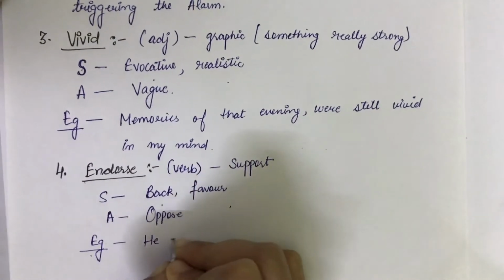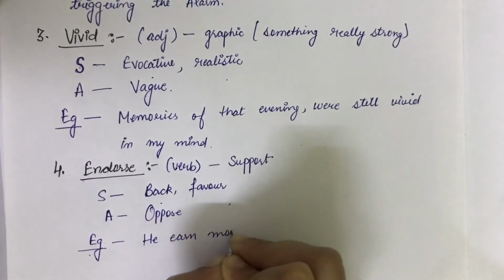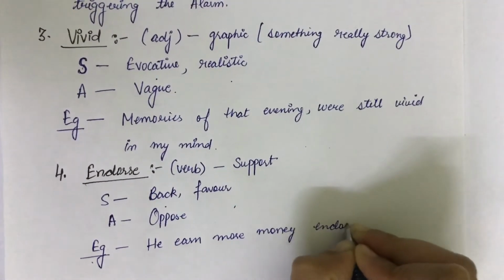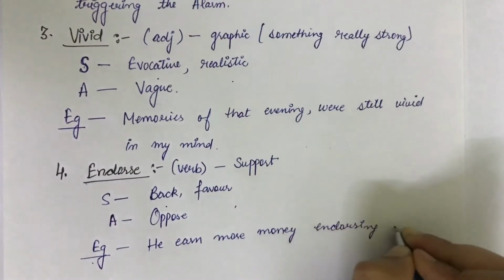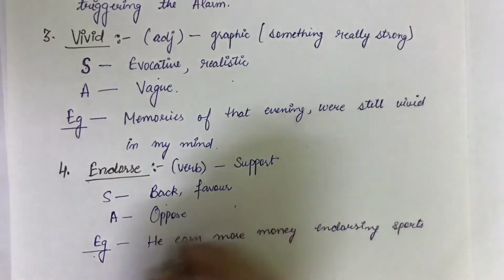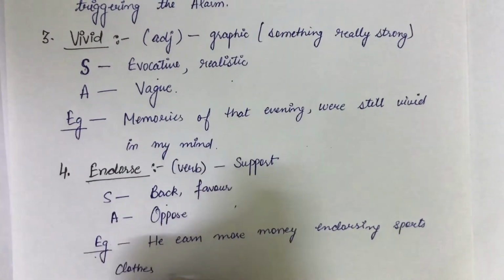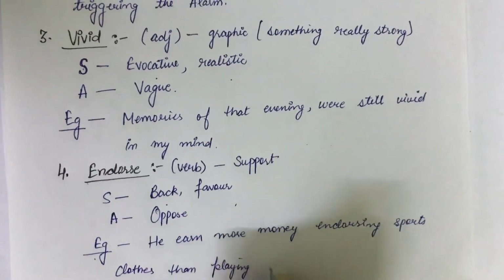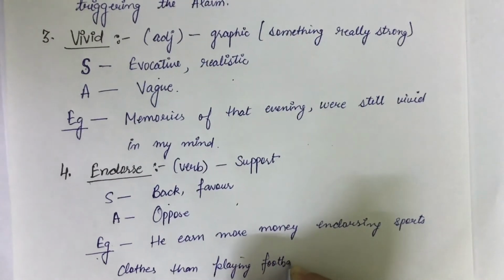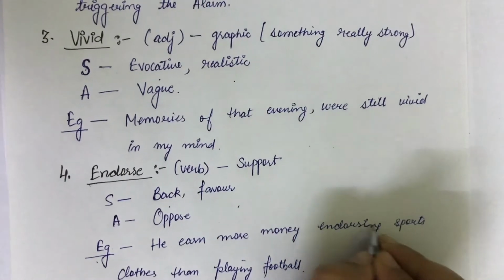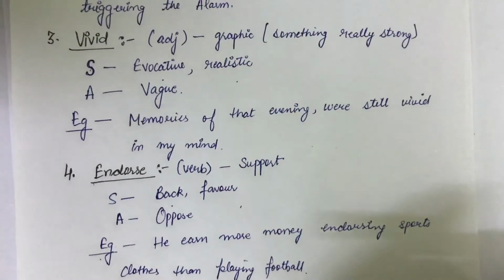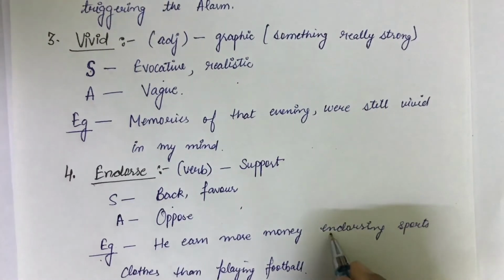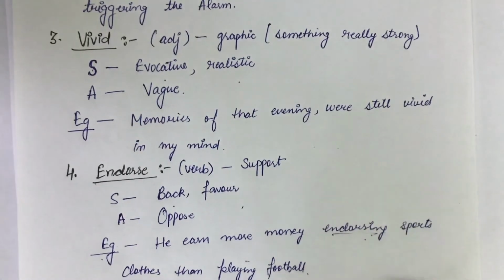So example is, he earned more money endorsing sports clothes than playing football. Okay, so here they are talking about a player, that he earned more money endorsing sports clothes than playing football. Okay, so this is endorsing word used here, which means supporting something.